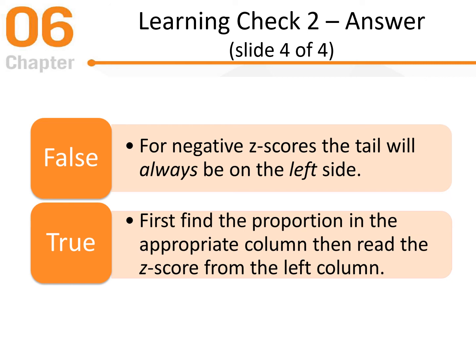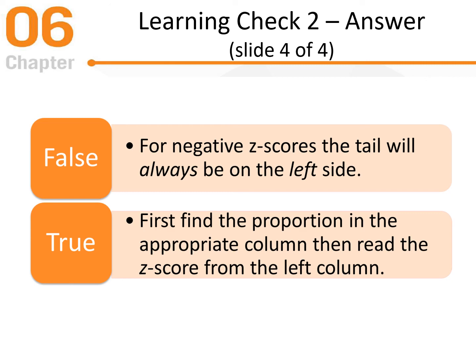So obviously the first one is false. And the second one is you find the proportion in the appropriate column and then read the z-score. But you also need to know if you're looking at the top 10% or the bottom 10%. So that's kind of a could be not. Now, on the exams and in the problems in the text, they will specify. So they'll say the top 10% or the bottom 10%. So you need more information than just 10%. You need to know if it's top or bottom.